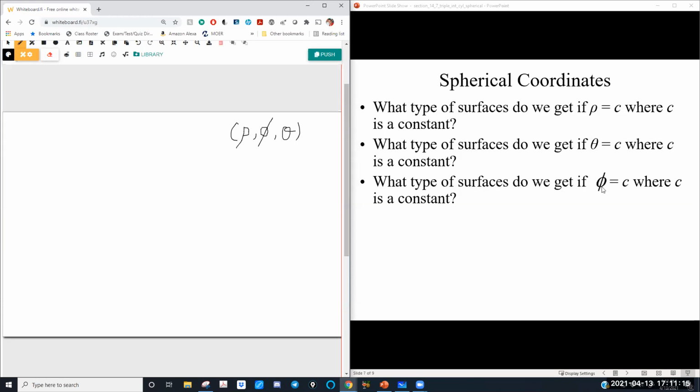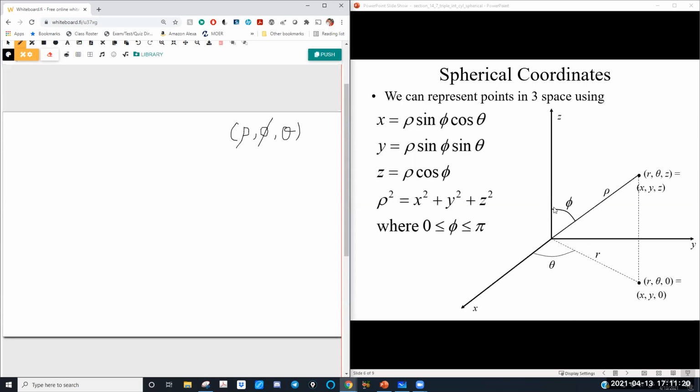And if phi is a constant, this is kind of a cool one. Let's go back to our picture here. If phi ends up being constant, and then we rotate this around, you can see we get kind of a cone shape.